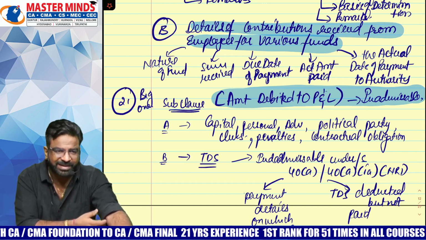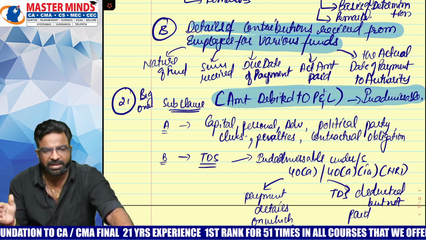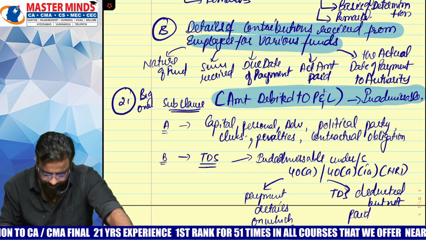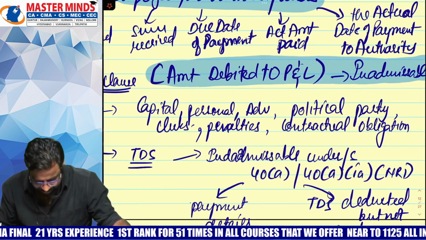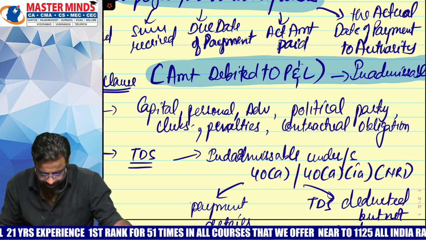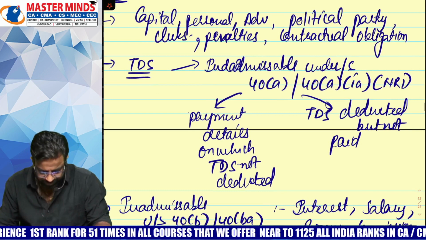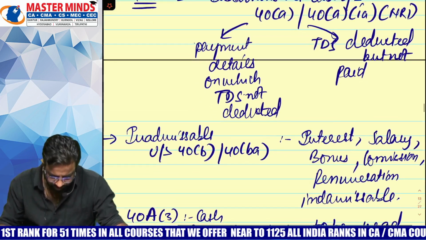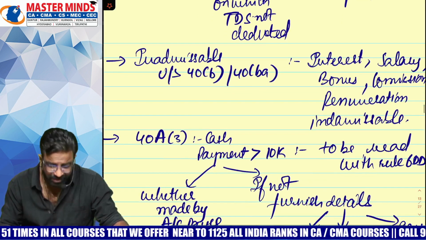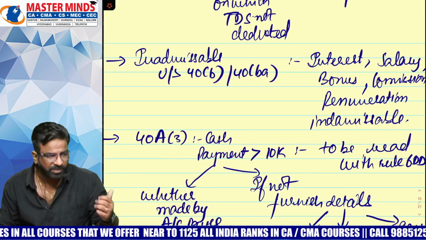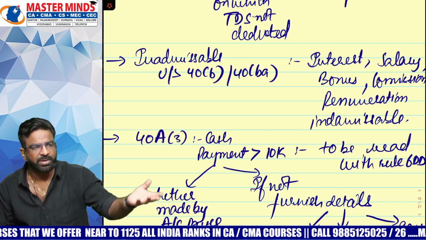P&L. As a tax auditor, you will allow them or disallow them because they all were categorized as admissible expenditure or inadmissible. Just read the list. What is the list number 1? Capital expenditure, personals, advertisement, political party, clubs, penalties, contractual obligation. TDS inadmissible and inadmissible under 40B, 40BA, interest, salary, bonus, commission, remuneration, basically हम लोग ये चीज करते हैं actual में भी. You know that there are some of the things which are allowed under the Companies Act but are disallowed under what? IT Act.